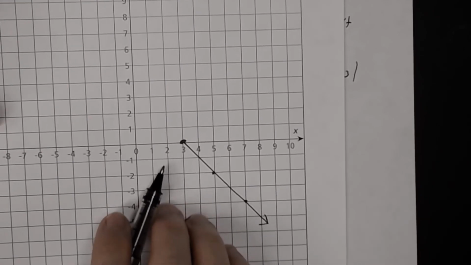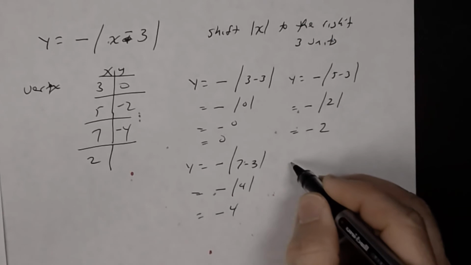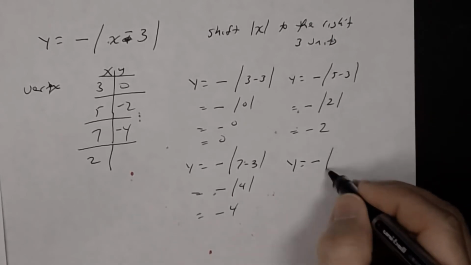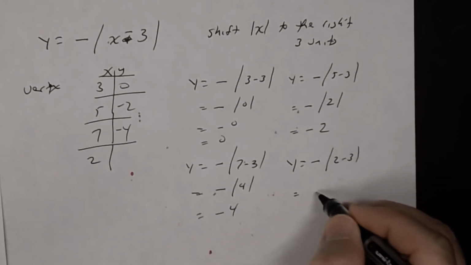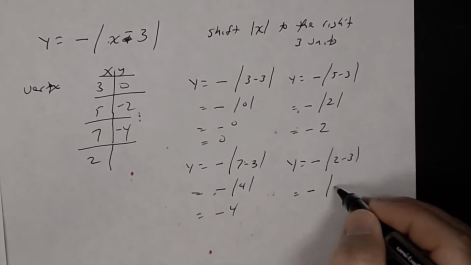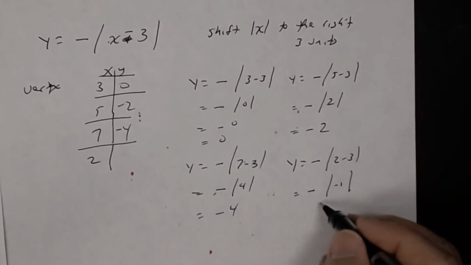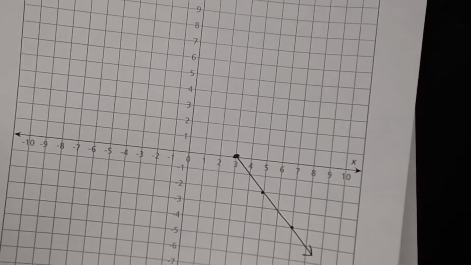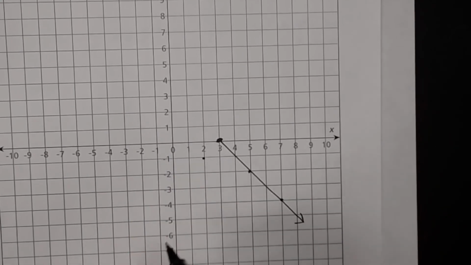Let's say 2. If x is 2, I get y equals the opposite of the absolute value of 2 minus 3. 2 minus 3 is a negative 1, so it becomes the opposite of a negative 1. The absolute value of a negative 1 is positive 1, so it becomes a negative 1. So I'll plot the point 2, negative 1. Let me go ahead and use a negative number just to show you what's going to happen.